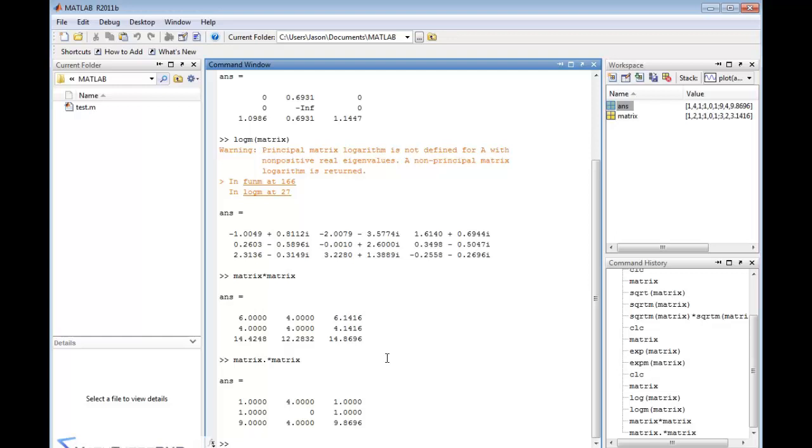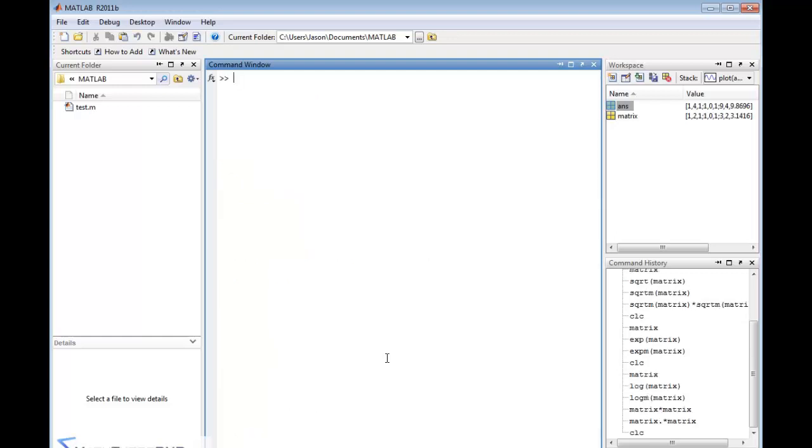Similar kind of thing with some of these built-in functions. It applies them element by element if you just use the regular function, but if you want the real definition, you have to put that m at the end there. Okay, let me show you a couple more things.